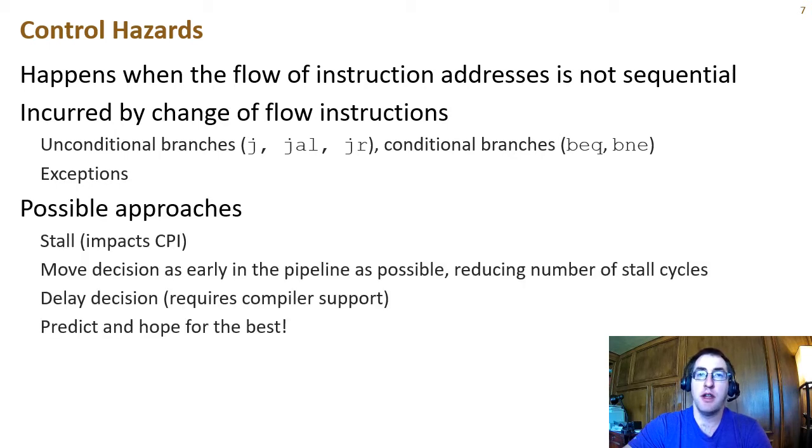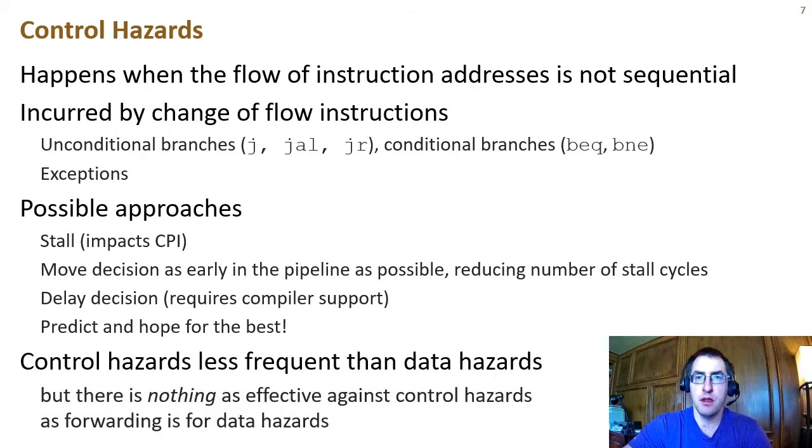To deal with control hazards, we can stall the processor until we can know the decision. We can move the decision point earlier in the pipeline so that we can reduce the number of stall cycles. We can delay our decision making, and we'll see what that means, or we can use prediction. Control hazards occur less often than data hazards because control flow instructions generally occur much less frequently than non-control or ALU and memory operations.